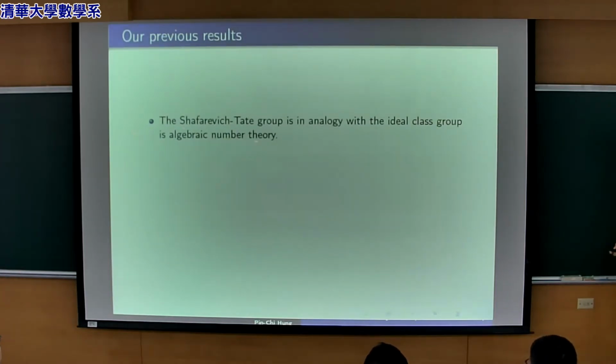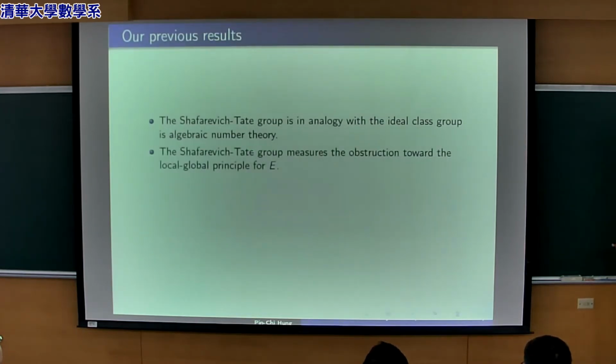If you have learned algebraic number theory, this is something analogous to the ideal class group. Even if you have already learned algebraic number theory, you can think of this as that thing. Why? This group measures the obstruction towards the so-called local-global principle for E.